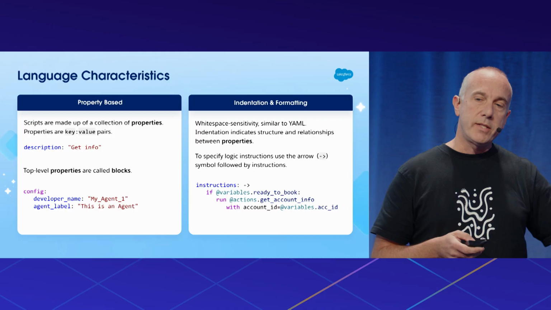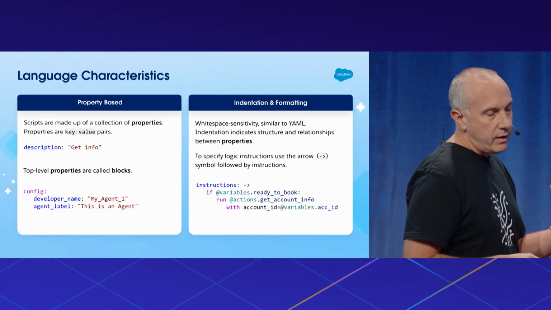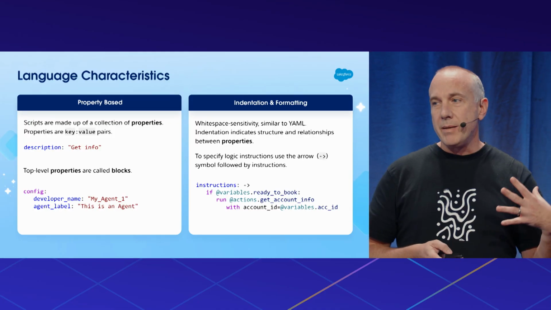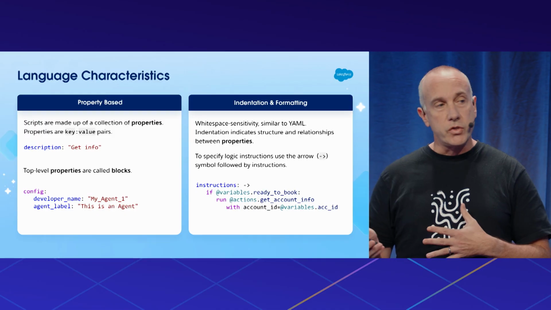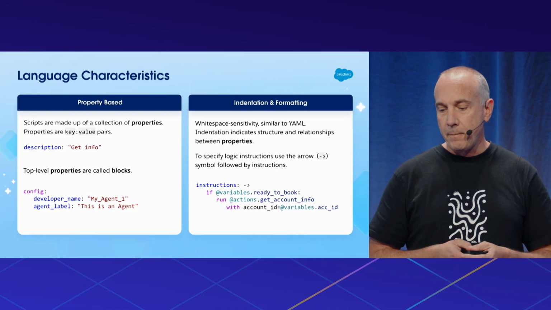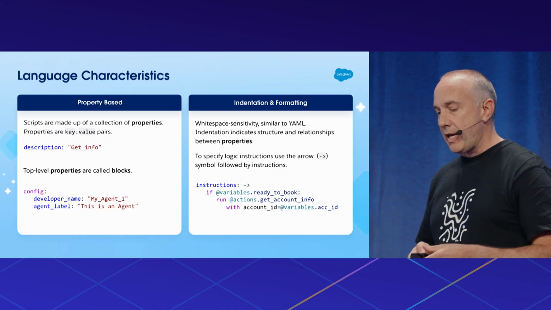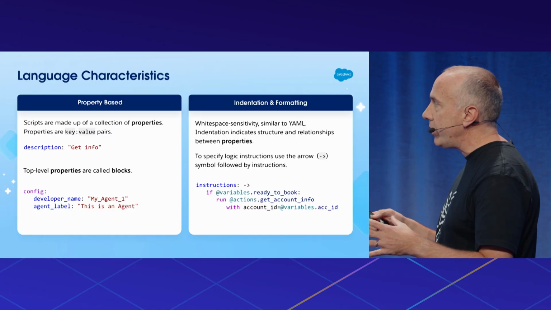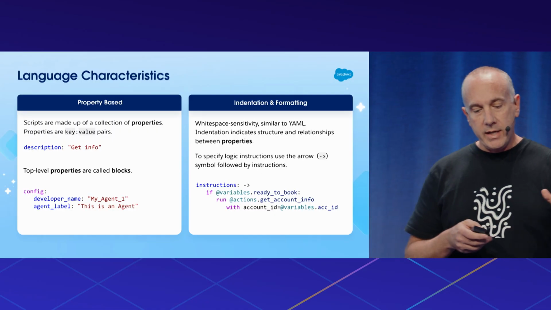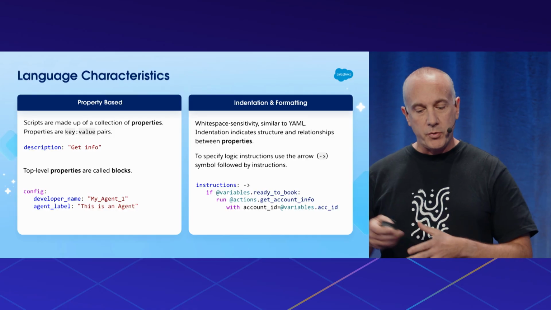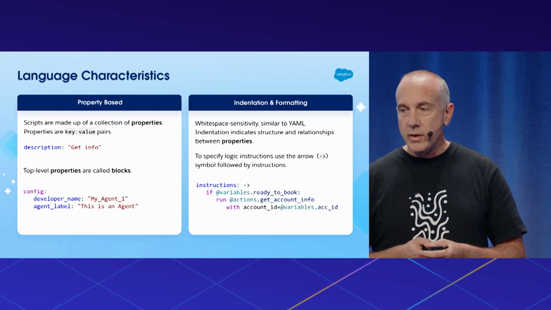Now, I've spent a little bit of time going through what I determine to be important for developers when it comes to agent scripts, and I've got four main pillars here. Firstly, it's property-based. So scripts are made up of a collection of properties in key value pairs. So you can see here a simple example. The key is description, and it's paired with the value getInfo.